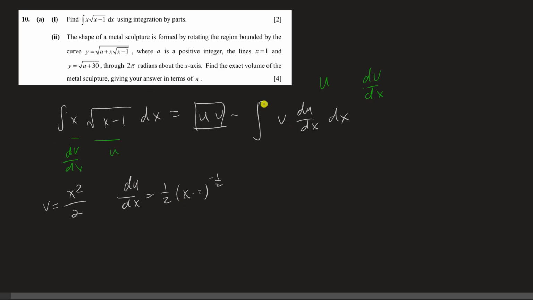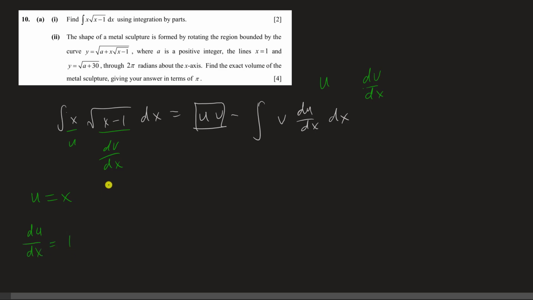When you find out that what we want to integrate here is more complicated than before, abort and just change up your u and your dv/dx. So let's just do this properly. This will be your u, this will be your dv/dx. So your u is x, your du/dx would then be 1, and if your dv/dx is (x minus 1) to the power of half, your v would be (x minus 1) to the power of 3 over 2, over 3 over 2, which is 2/3 (x minus 1) to the power of 3 over 2.